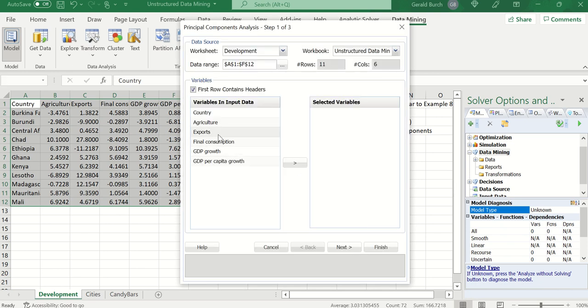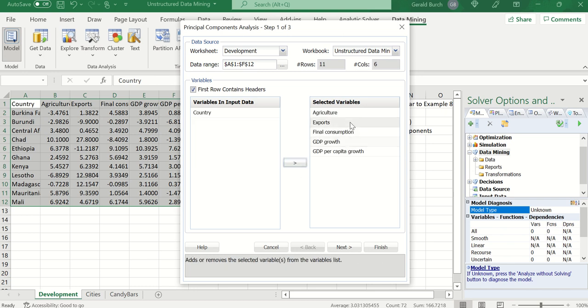In principal components, I want everything except for country as my selected variables. Again, all of these variables are going to be selected. Make sure that you are from A1 all the way down to F12 as your data. Let's make sure that we're not missing any other information here. Click on Next.